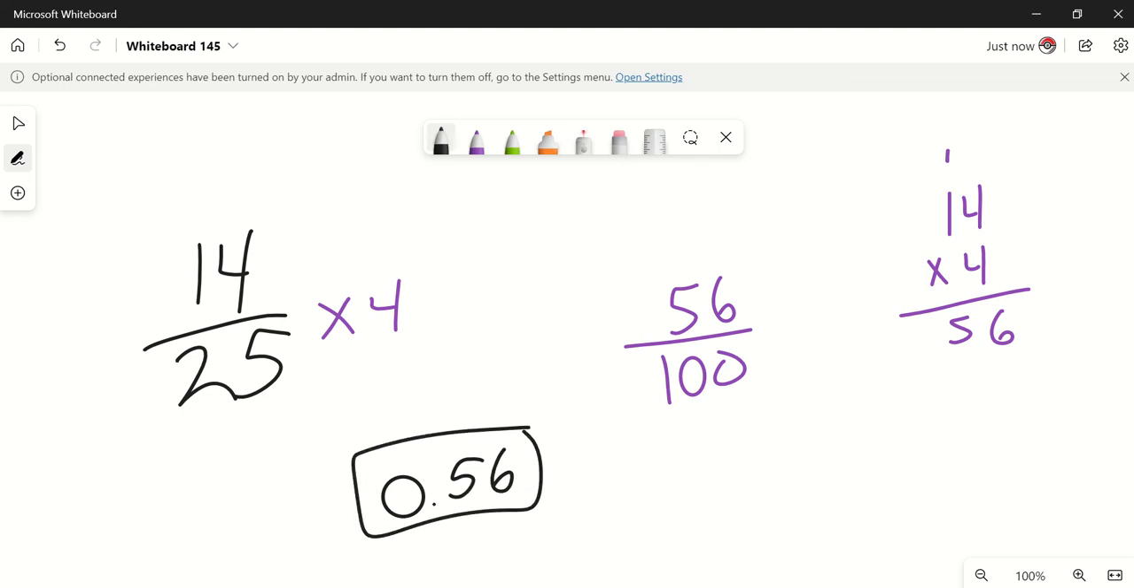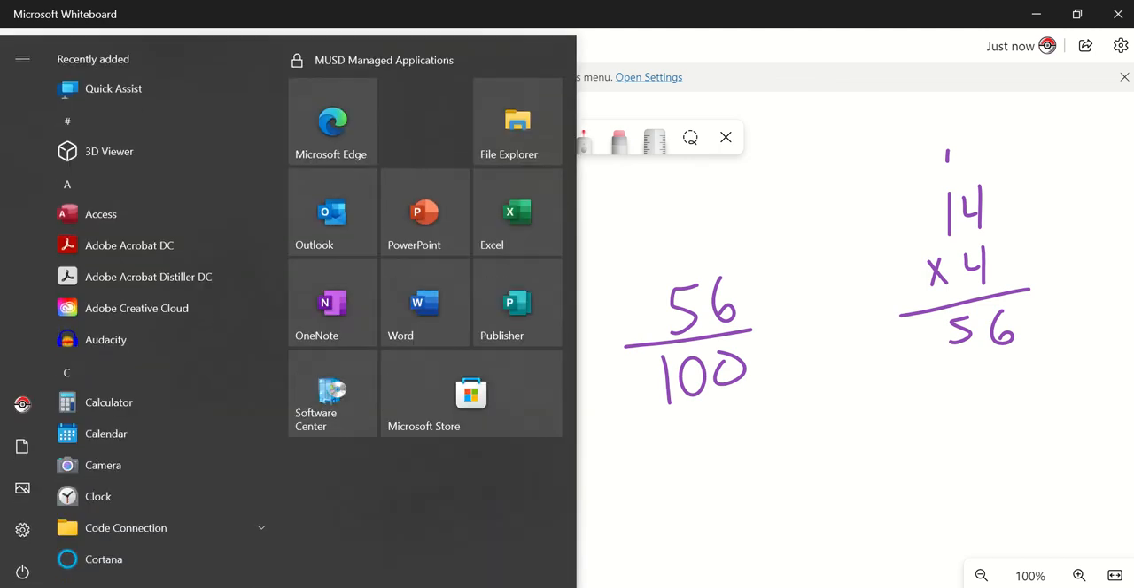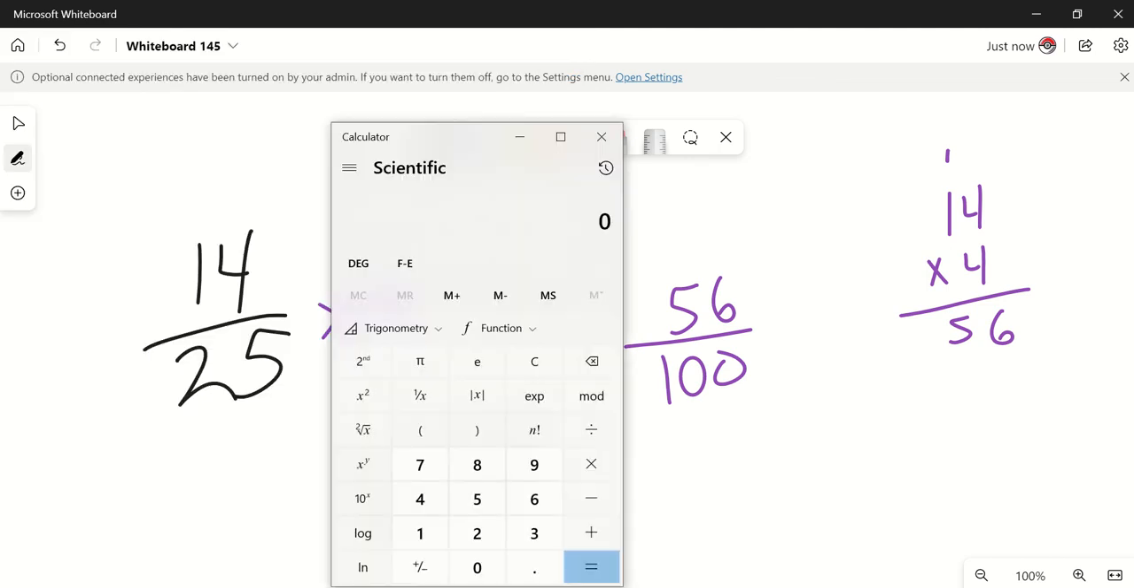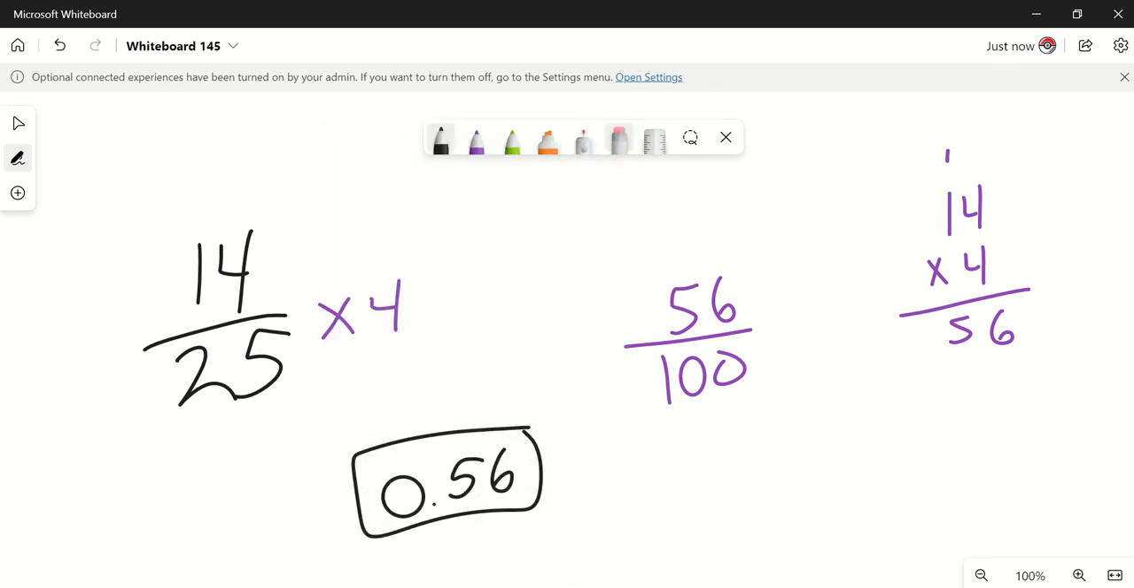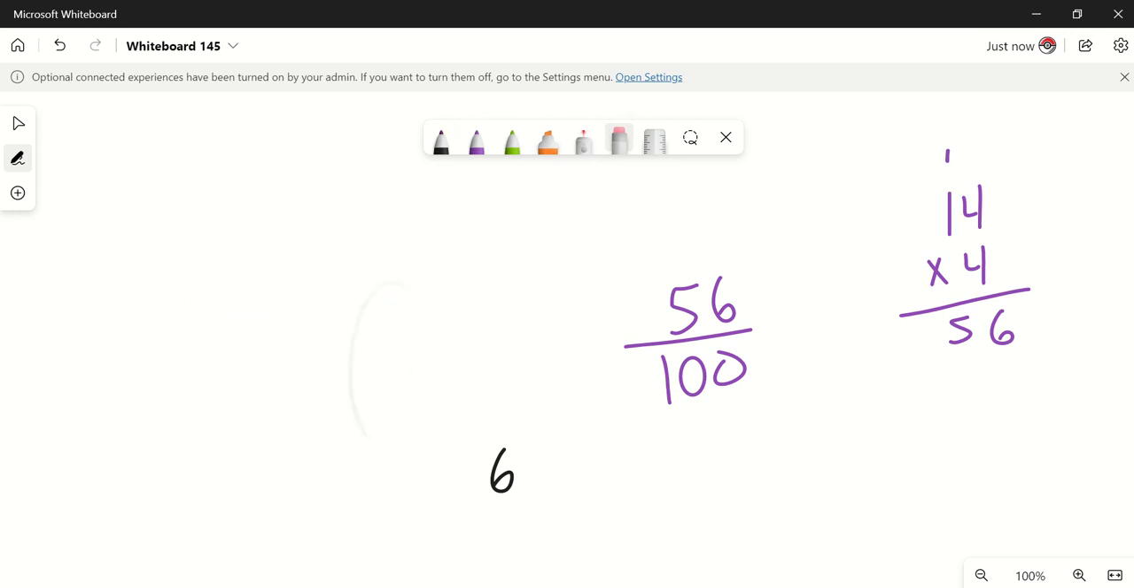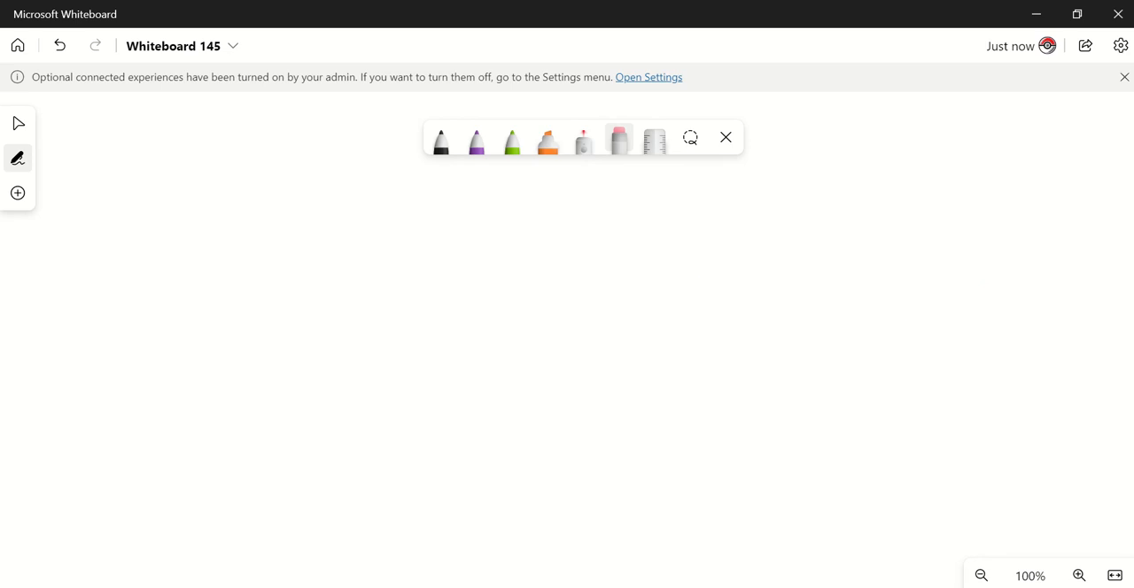0.56. Now, let's use our calculator for a faster track. Let's see 14 divided by 25. Should be 0.56, which is exactly what we got here by converting that 25 to become 100. So, easy examples there. Let's see if that third example is not as easy.